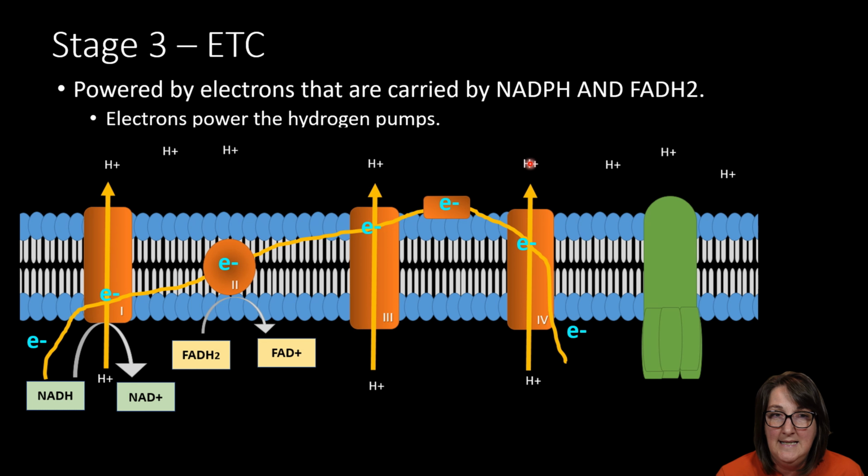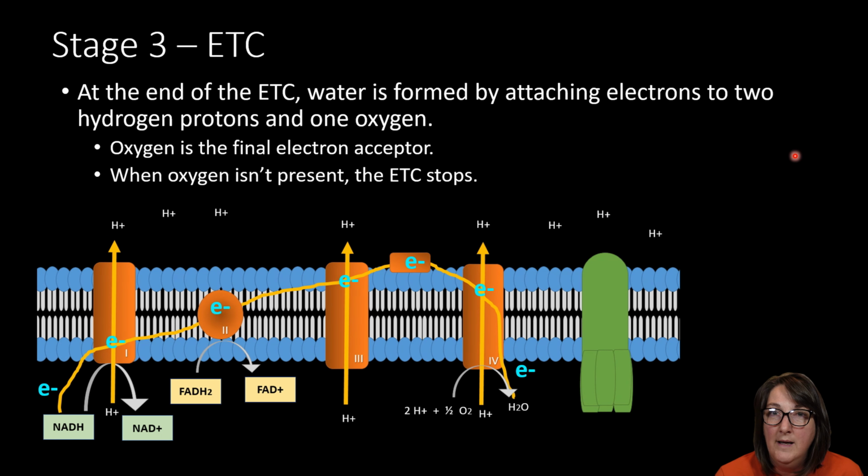So at the end of the ETC, water's formed. Remember, what is my electron acceptor? What is going to be sitting here at the end of this ETC to pull off these electrons and to make water? Remember, my oxygens. Oxygen's going to sit here. I'm going to pull 2 hydrogens. Some electrons are going to get tagged onto this, and I'm going to have water get made at the end of this ETC. Oxygen is my final electron acceptor.